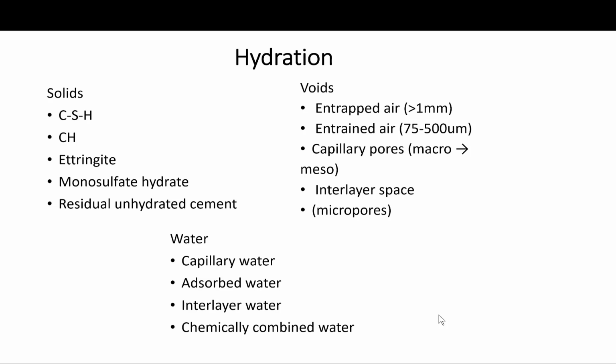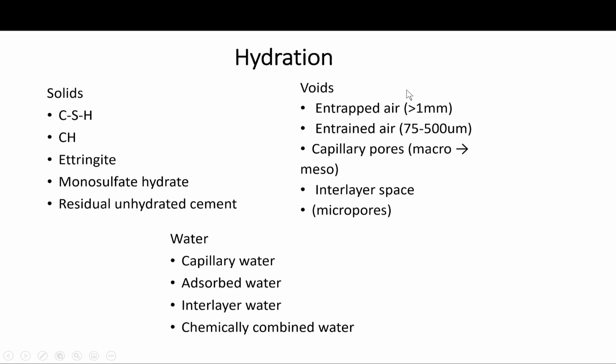Okay, the hydrated cement paste comprises the following components you will see here. Don't worry, we will go through them in detail in coming lectures. But as you can see, we'll have the solids, which are the calcium silicate hydrate, I defined that before, calcium hydroxide, ettringite, monosulfate hydrate, other compounds than the ettringite, and we will have residual unhydrated cement. We will have also voids within the microstructure.